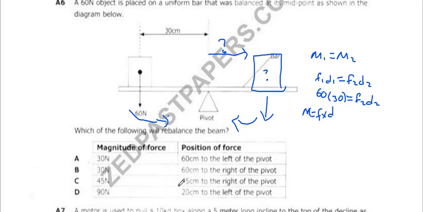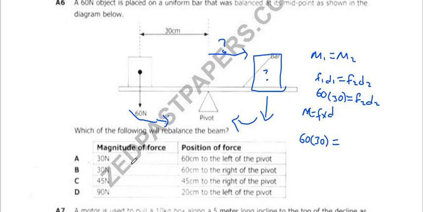D, 90 newtons, 20 centimeters to the left. So anything that is telling us to put the force to the left of the pivot is incorrect. So option A and option D are out, and we are remaining with option B and option C. So we've said 60 by 30 should be equal to force 2 multiplied by distance 2, right? So let's just try to rewrite this equation with the options in B and in C.